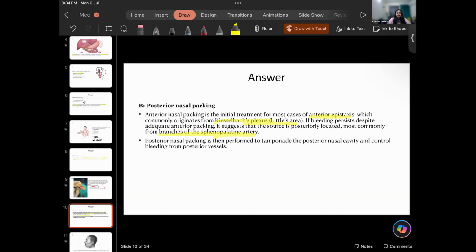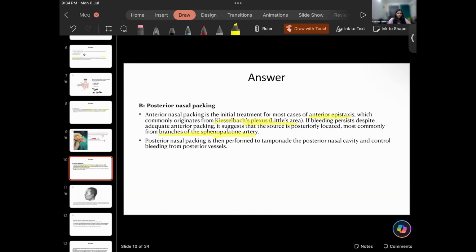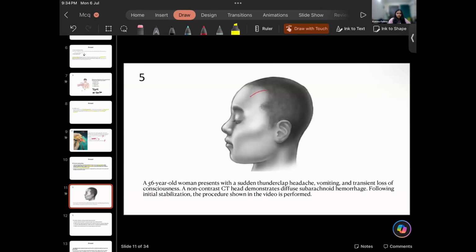So the posterior nasal packing is then performed to tamponade the posterior nasal cavity and control the bleeding from the posterior vessel. So first you will do the anterior nasal packing. If the bleeding is still not controlled, then we will resort to the posterior nasal packing. And even when the posterior nasal packing doesn't control the bleeding, then we will go to ligation of the sphenopalatine artery to control the bleeding. So we move on to the next question.